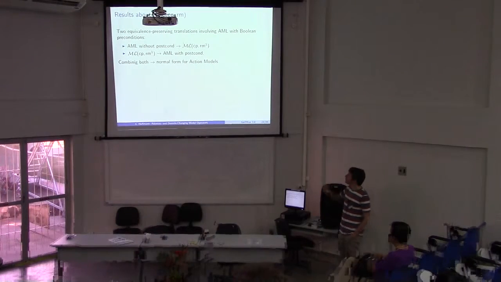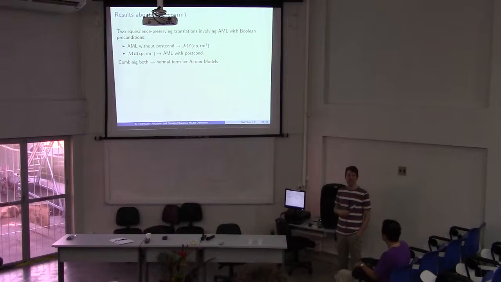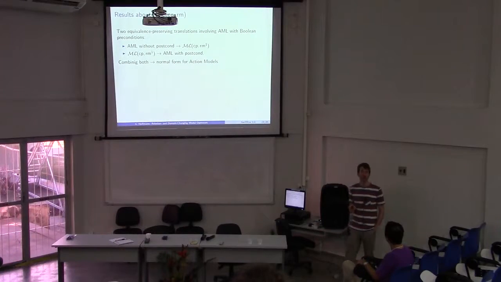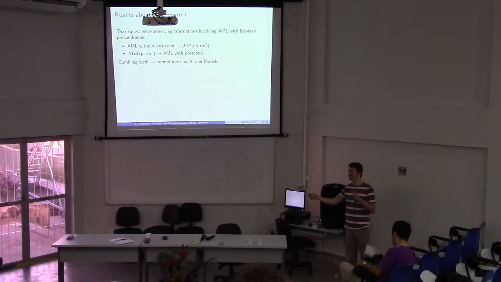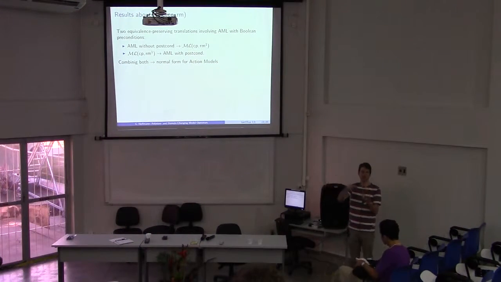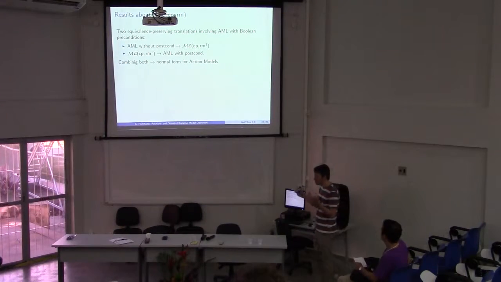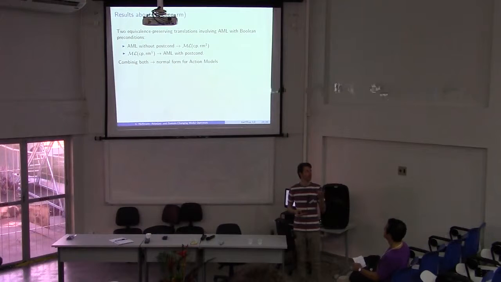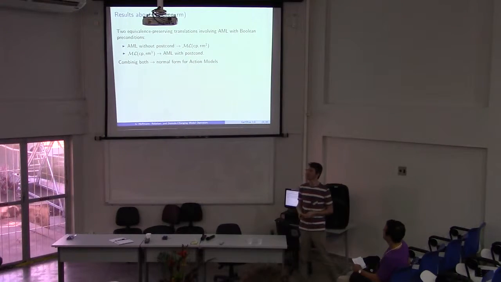And when you combine both, what do you get? You get a nice normal form for action models. So you take an action model, you translate it forth, you translate it back, and you get another action model, which is only built from three different shapes. One shape for the copy operation, and two for the two possible remove operations.